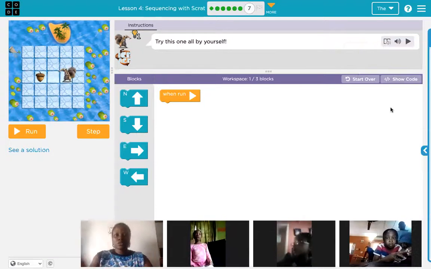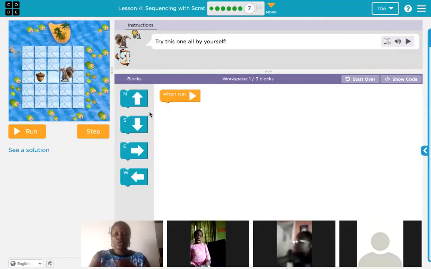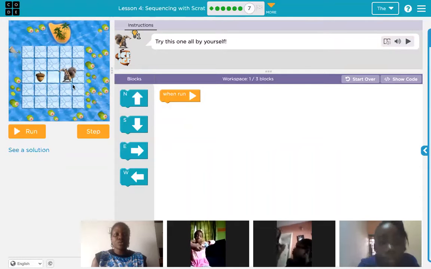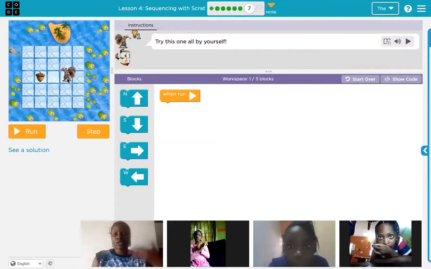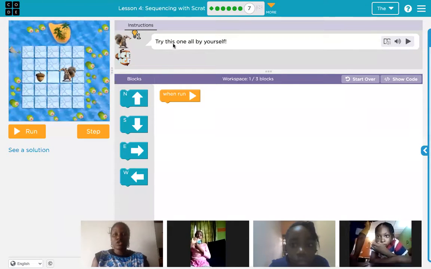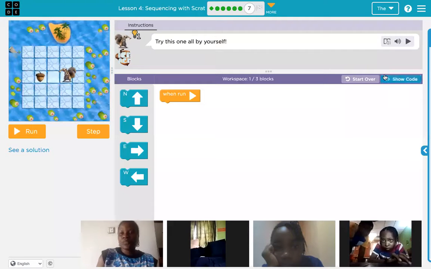So this whole place is your code.org workspace. Here you see the game you're trying to build, where you're learning how to move the characters and sequencing. Here you can arrange your blocks. Here you can see the instruction up here. Here you can see the code that is being written, right?